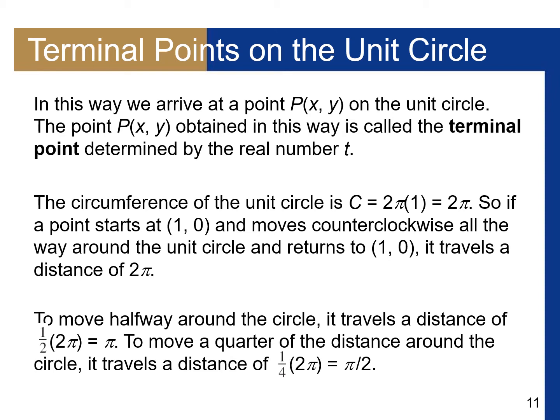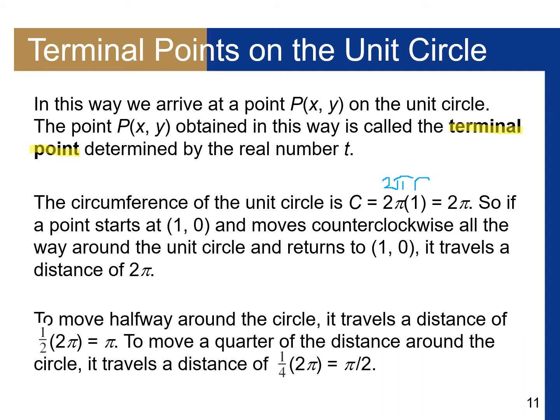So when we start at that place on the x-axis where we are at 1, and we travel either clockwise or counterclockwise, we will get a terminal point. The circumference of the circle is 2 pi r, as we know from our formulas in geometry. Circumference of a circle is 2 pi r, and r in this case is 1. So that's how we get our 2 pi.